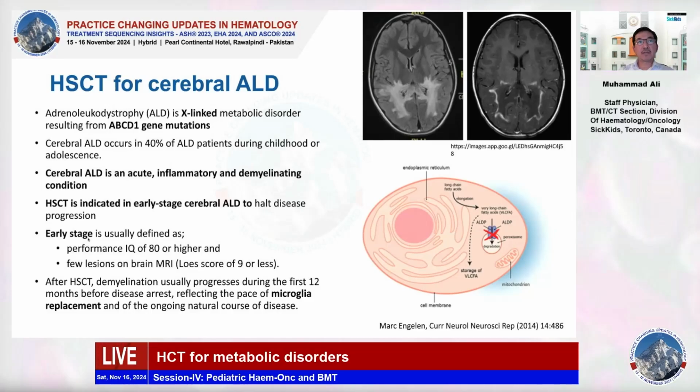Because the patient has early stage of ALD affecting the brain, which is defined as either an IQ score of 80 or higher, or in the MRI, the lesions are scored by a low score. Dr. Loes was the radiologist who invented this scoring system back in the 1980s. So the score is given from 0 to 35. A low score, if it's 9 or less, is considered early stage disease, and a score higher than 9 is considered advanced stage disease. So we will not offer transplant for a patient who has a score of more than 9, because the disease pace is quite fast, and the benefit of transplant starts only 6 to 12 months after transplant.